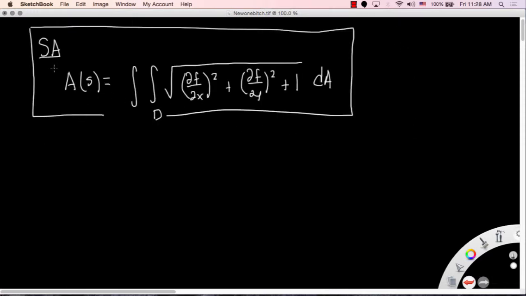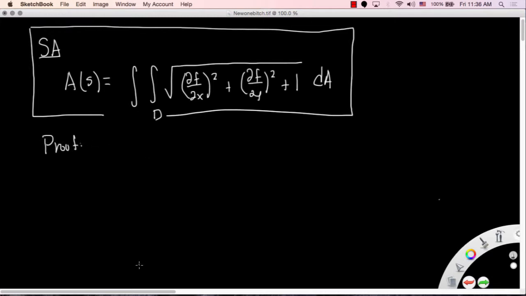Now let's go ahead and define the surface area of a multivariable function, say f of x, y, and we'll define it as the area of S equals the double integral over domain D of the square root of the partial derivative with respect to x, quantity squared, plus the partial derivative with respect to y, quantity squared, plus 1 times dA. Alright, let's get into the proof now.